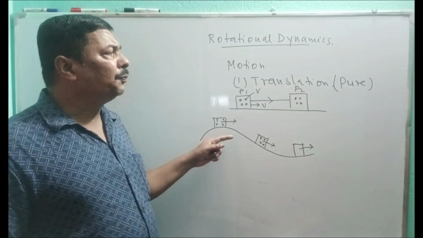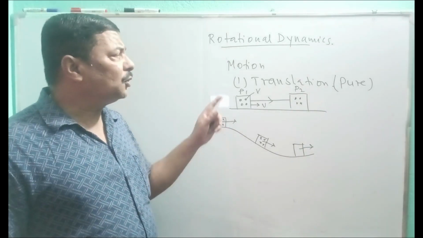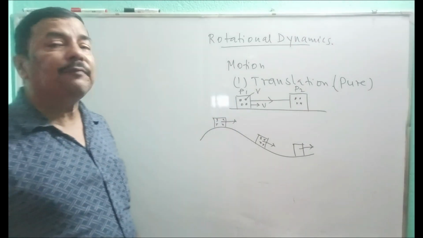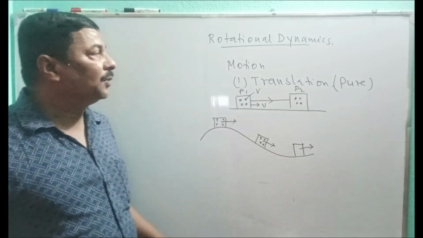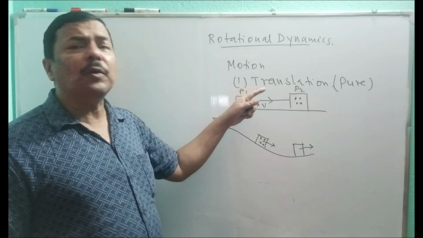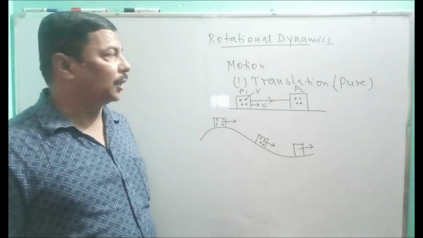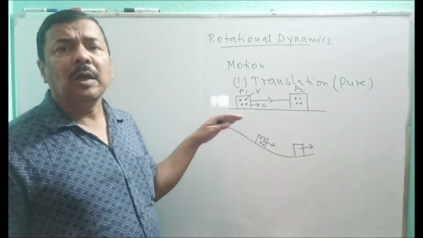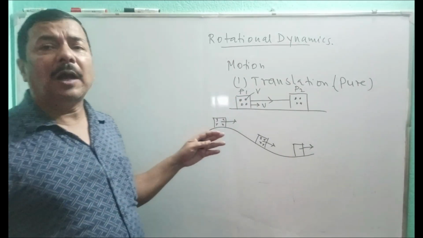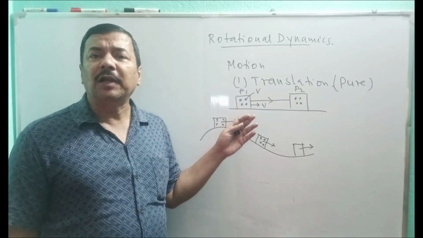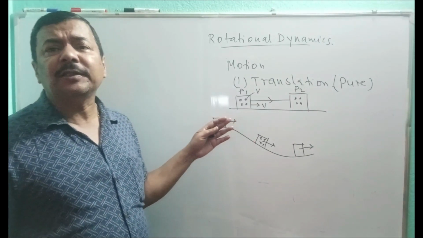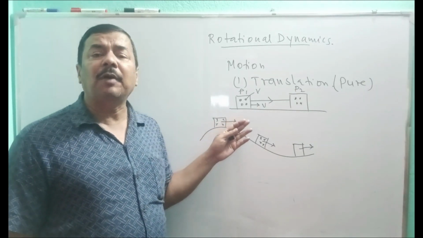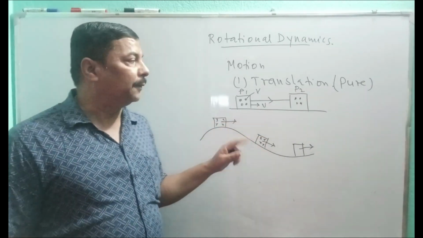So this is also your pure translation. This is one type of motion that we should understand very carefully, and that we have read in kinematics in detail. This motion is called pure translation along a line, where all the constituent particles of the body will have the same velocity. That is, if v is the velocity of the body, then its constituent particle will also have the same velocity v.